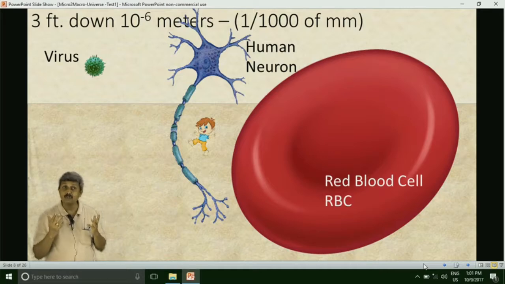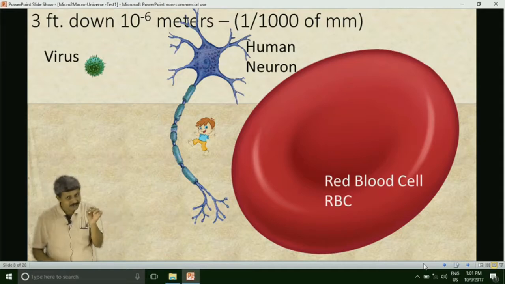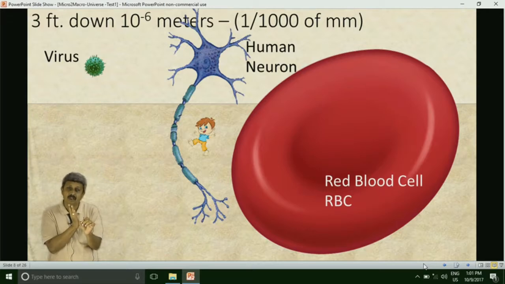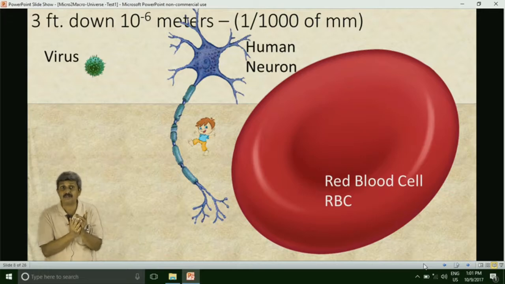The next one is when you jump still further, you go to basically 10 to the power of minus 6 meters. That is the size, which is 1 by 1000 of a millimeter. What is the meaning of that? You take a scale and you see there are centimeters and millimeters. 1 centimeter has about 10 millimeters. You take that one tiny millimeter and cut it into 1000 parts. One of them is called 1 micrometer, or 1000th of a millimeter. So you become that small when you reach 3 feet down.